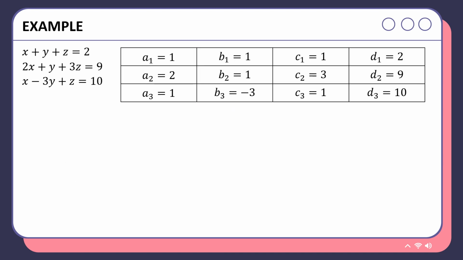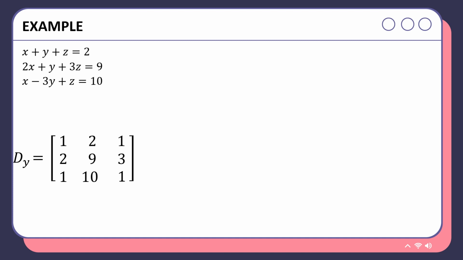The next matrix that we are going to write is the matrix of D sub y. The second column will be replaced by the constant terms. In our first column, we have 1, 2, and 1. In the second column, we have 2, 9, and 10. In our third column, we have 1, 3, and 1. We now solve the determinant of matrix D sub y.